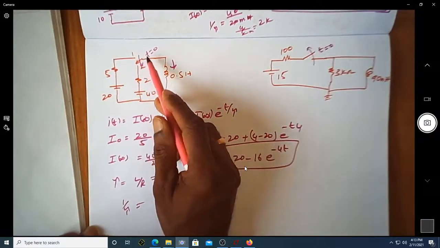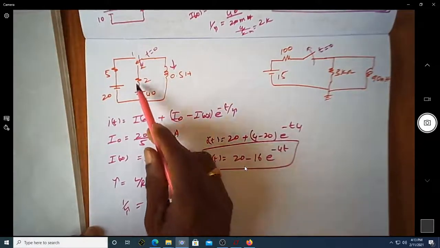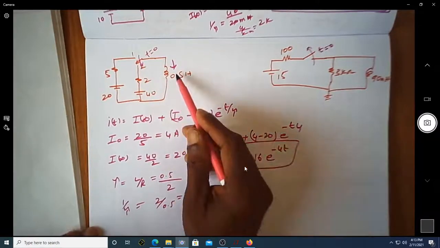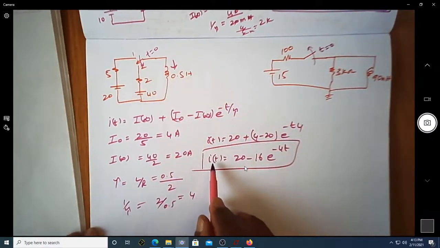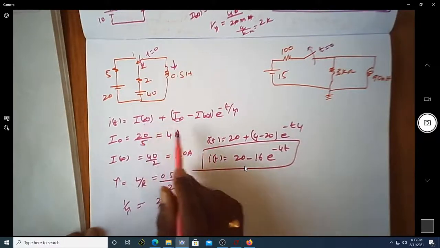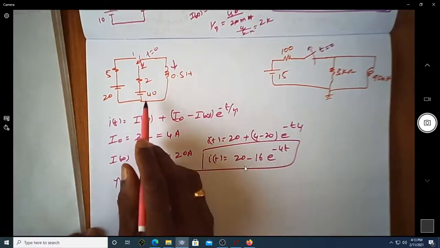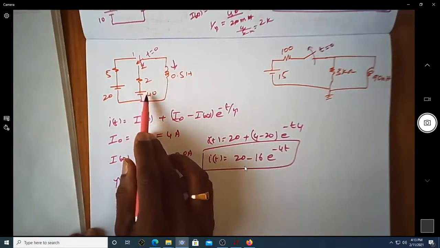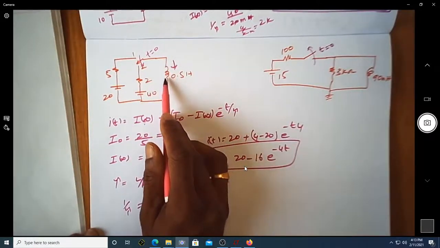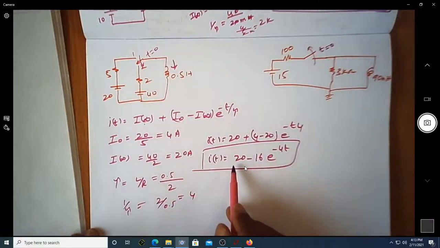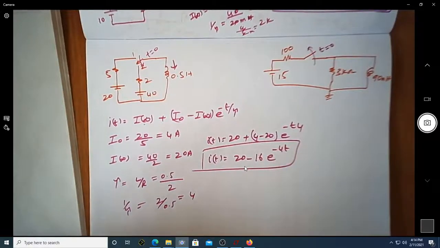Because when t is greater than 0, the effective resistance is R equal to 2 ohms, and the value of L is 0.5. I infinity is 20 ampere, because it is the current flowing in this setup with a 40 volt source and a 2 ohm resistor, where the inductor is treated as a short circuit. So we have the I of t expression as 20 minus 16 e power minus 4t.